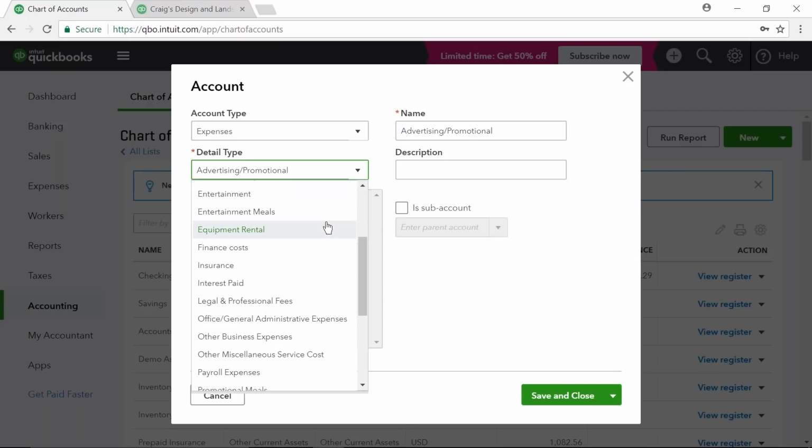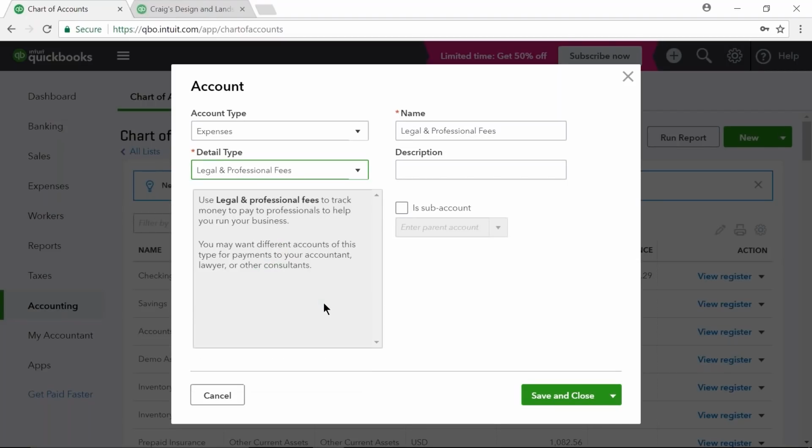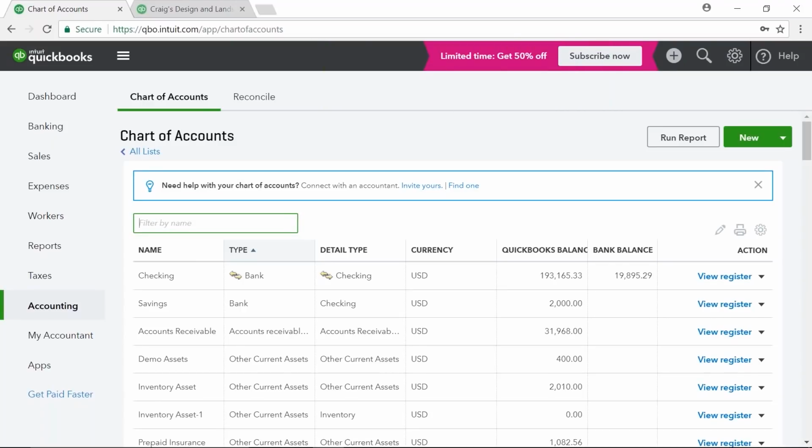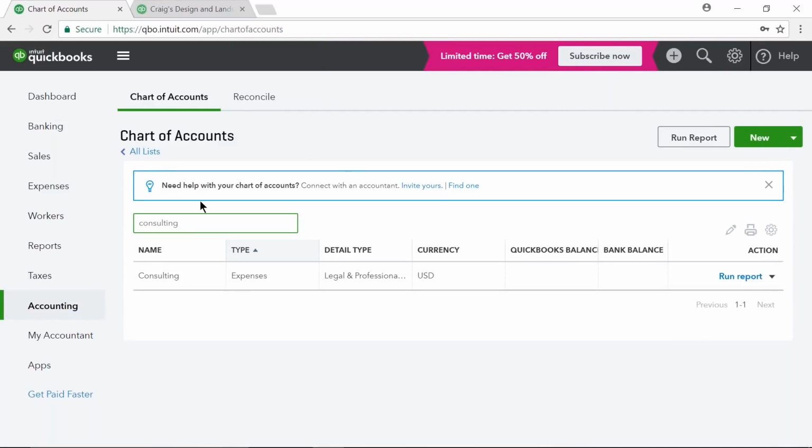You're not going to get it wrong, because there's really no wrong answer. We'll say it's legal and professional fees. That sounds good enough for me. I'm going to name this consulting. You can also enter a description here, and you can make this into a sub-account, which we'll talk about in a few minutes. Now I'm going to save and close this, and now I can see it on my chart of accounts. By the way, you can use this filter area right here to find a specific account. I'll type in consulting, and there's the account that I just set up.